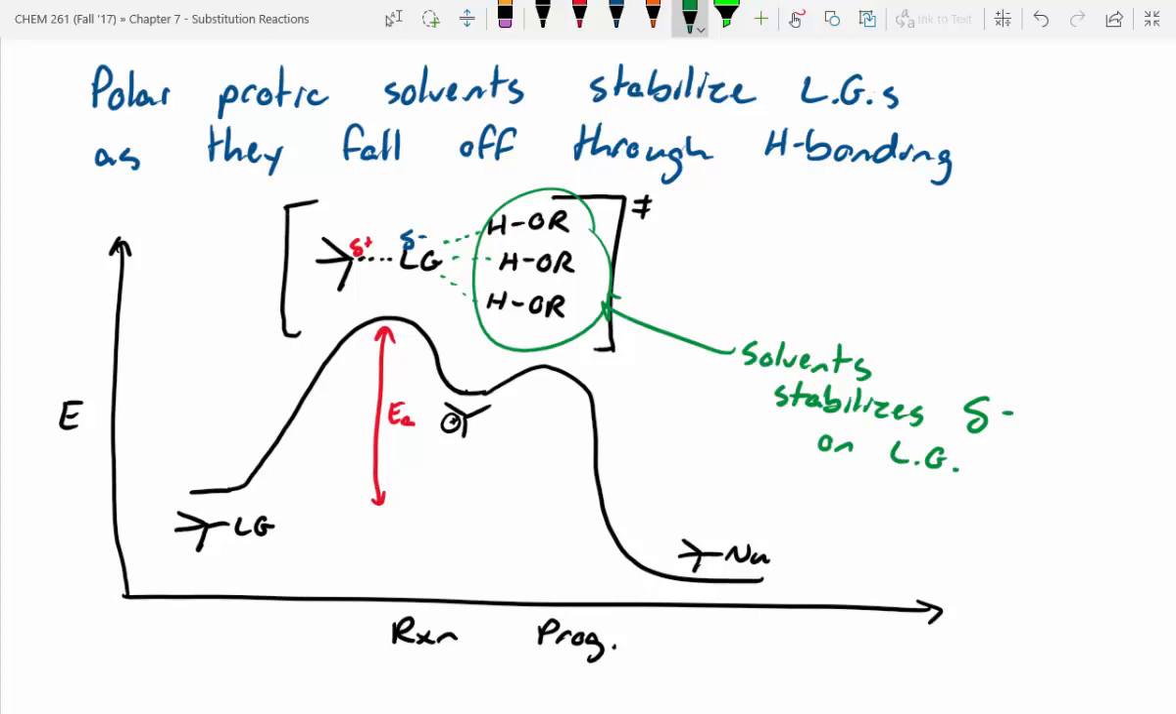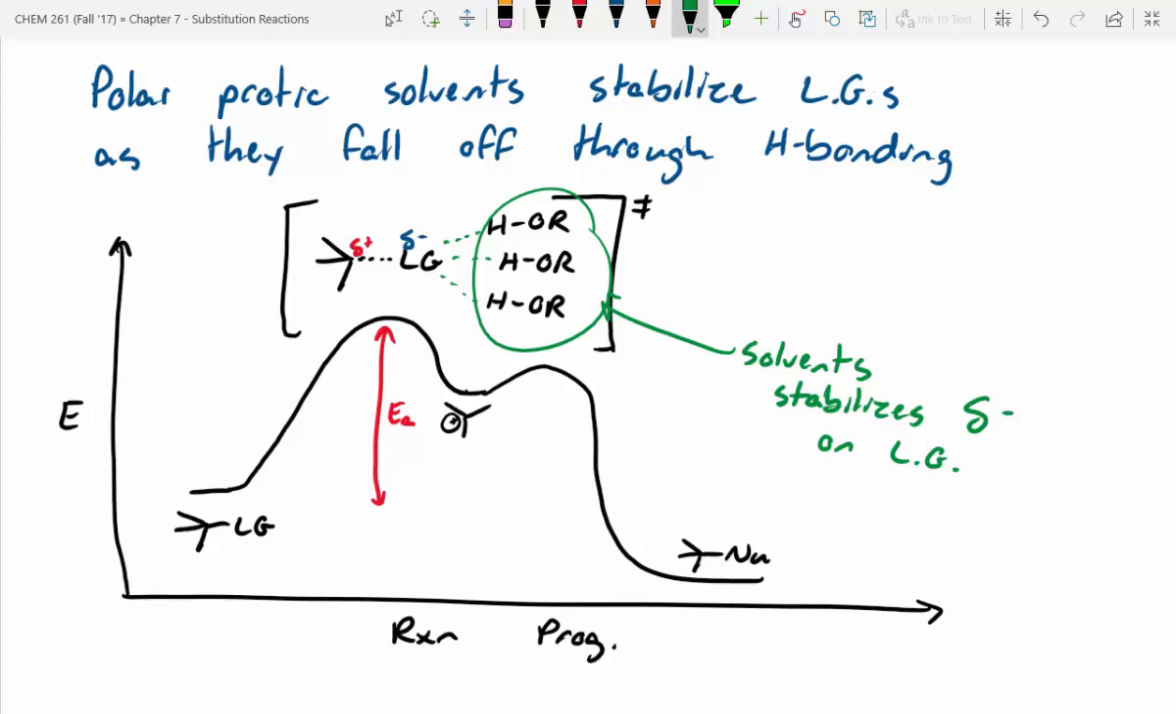That's why polar protic solvents are really good for SN1 reactions, because we need that leaving group to fall off in order for the reaction to occur. With SN2 reactions, it doesn't matter as much because your nucleophile matters a lot more, right? Your nucleophile's got to do that first attack before your leaving group gets kicked off.